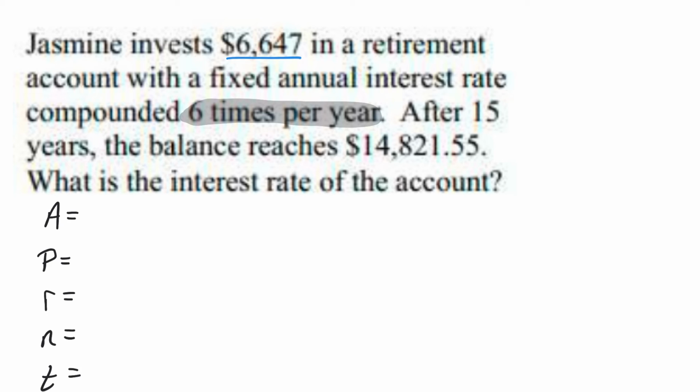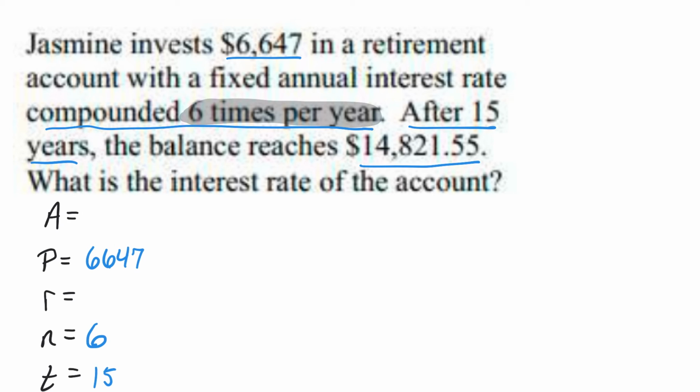So let's see and read what we've got. Jasmine invests, okay, that's our P value, $6,647 into a retirement plan account with a fixed annual interest rate compounded 6 times per year. Well, that's going to be our N amount, which is 6. After 15 years, that is our T amount. The balance will reach $14,821.55. So the only part we're missing here, of course, is our rate.